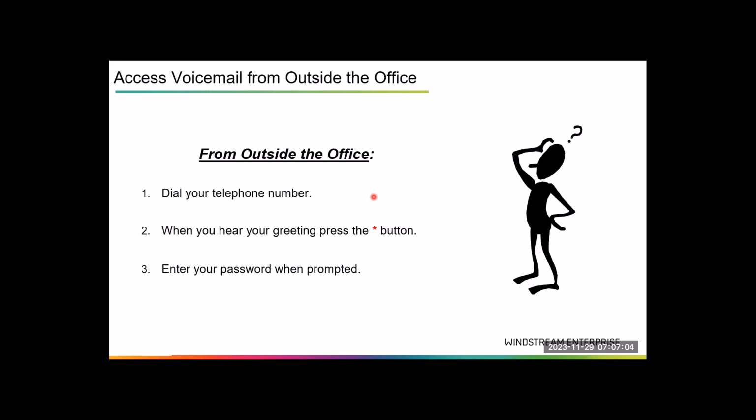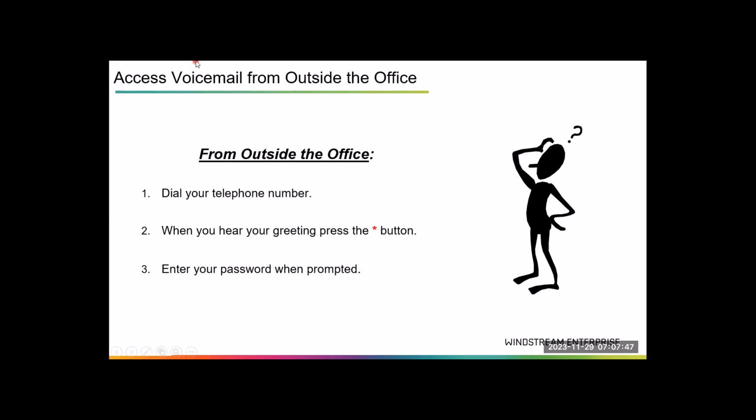After you dial your phone number, as soon as you hear your own voicemail greeting, you have to interrupt the recording by pressing the star key of the phone you're using, like your cell phone. After you press the star key, it will ask you to enter your password, your voicemail PIN. After you enter your voicemail PIN, you should then be able to check your messages from outside the office. All right, so those are the different ways to check or access your voicemail in the office suite system.